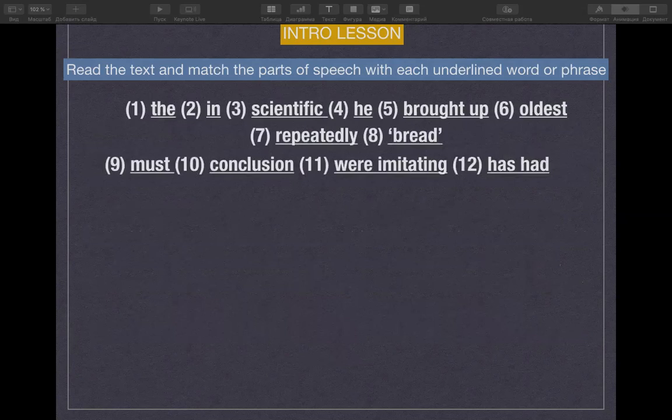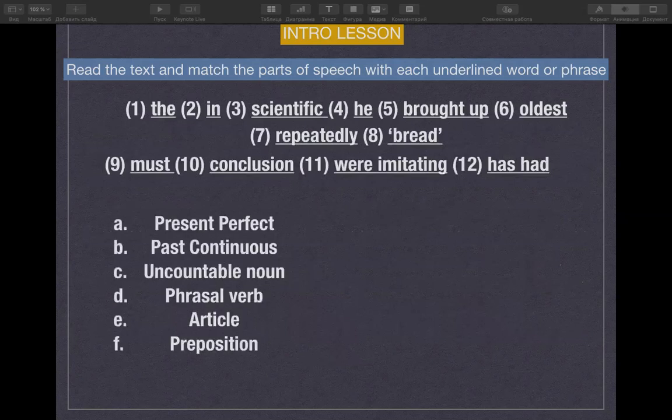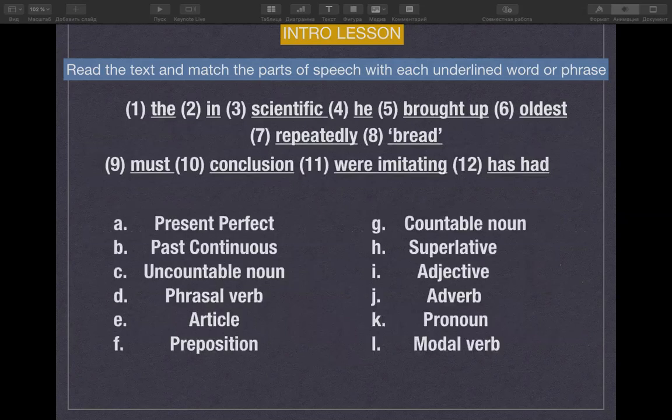Here we can see the underlined words, phrases, and here is the parts of speech and grammar phenomena.